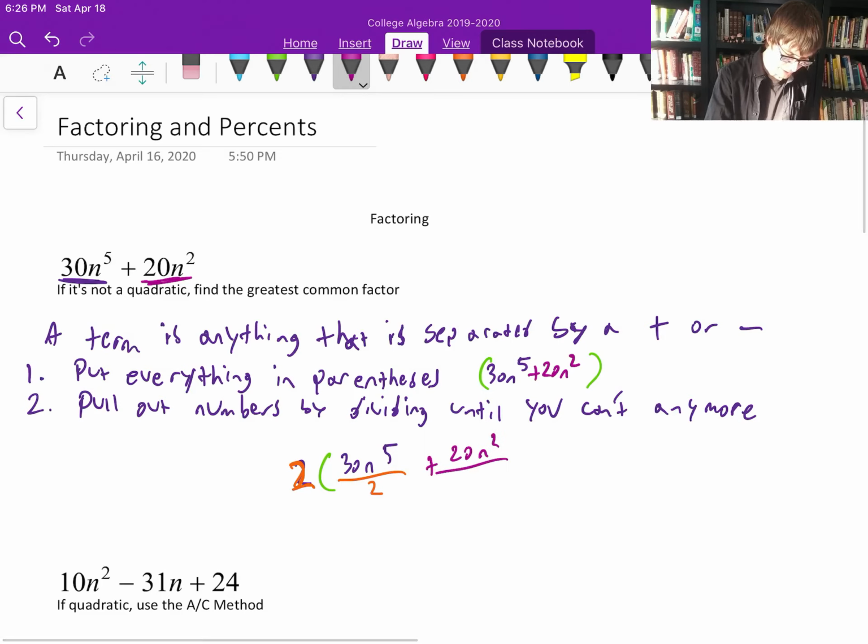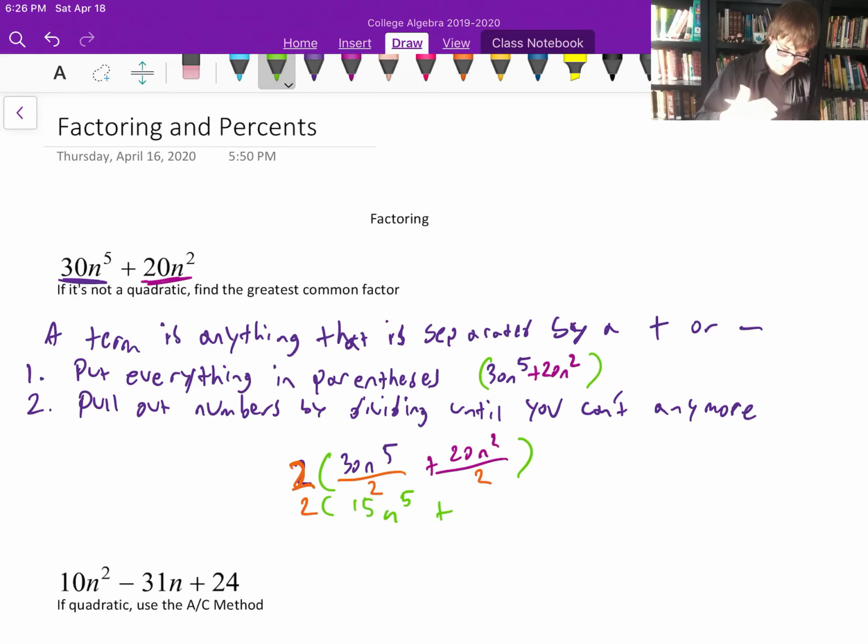And divide that by 2. Okay, I think we can accomplish that. So 30n to the fifth divided by 2, that's 15n to the fifth. So what we're left with is 2 times 15n to the fifth plus 20n squared divided by 2. 20 divided by 2 is just 10. So 10n squared.